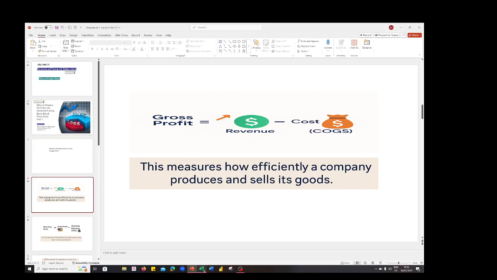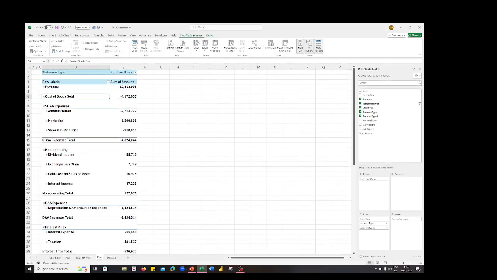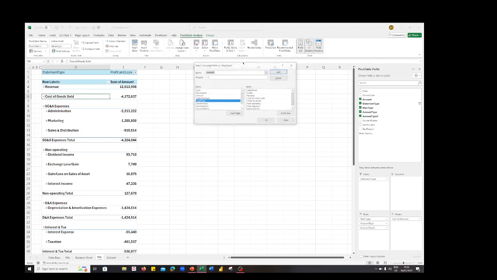So let's calculate the gross profit now. You go to pivot table analyze, then you go to fields, items and sets. You say calculated field and calculated item. What we need is calculated item. Under the main type, you can see we have our revenue there, we have our cost of goods sold there. Firstly, we have to give this formula a name, which is what? Gross profit.